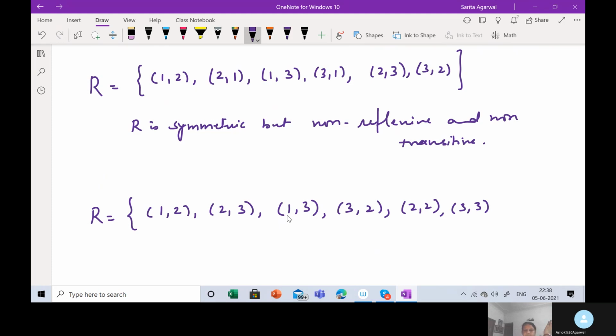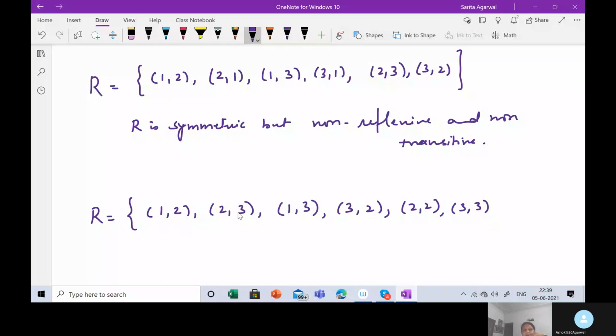It must be true for all. And it is not symmetric because (2,1) is not here, right? Similarly, (3,1) is not here, right? So you can see there, we have (1,2), (2,2), (2,1), (1,2) is there. We have (1,2), (2,3), (1,3) is here. These are the possibilities with (1,2), right?